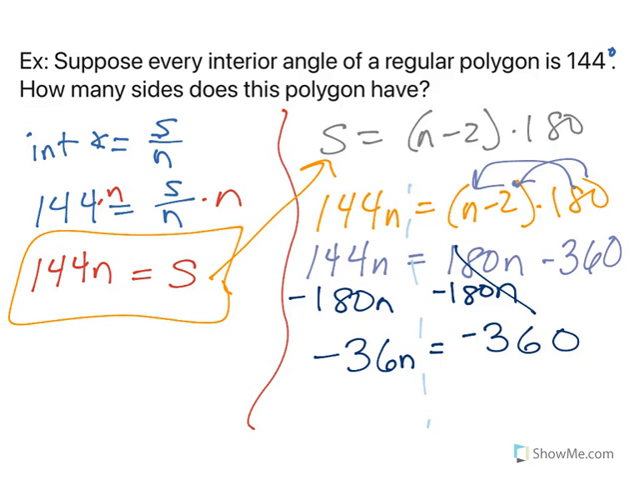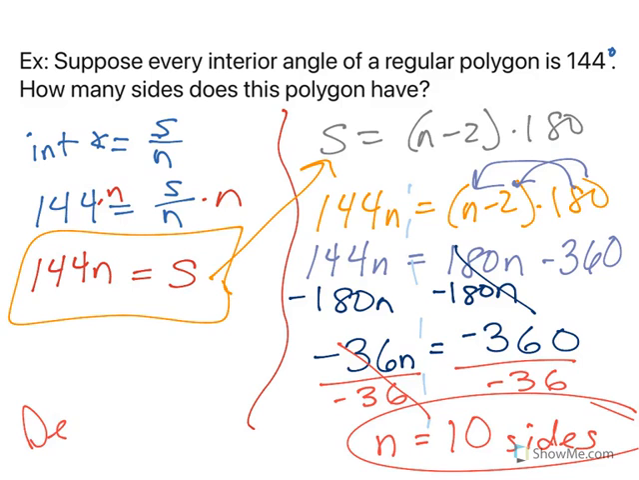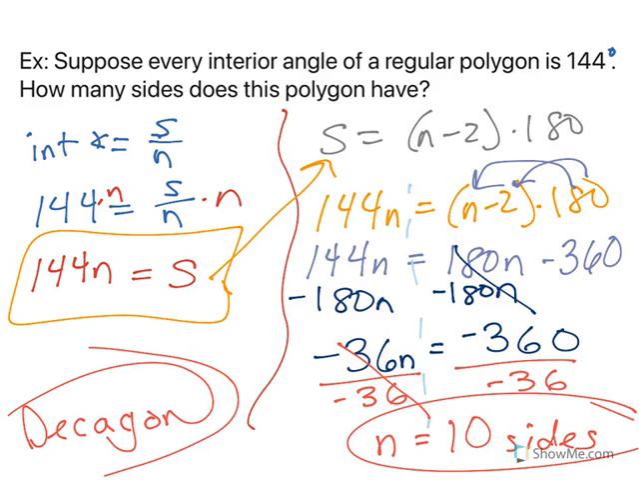Hopefully you're seeing this come together quite nicely. I'm going to divide by negative 36 because that will give me n by itself. Negative 360 divided by negative 36 gives me 10. So we have a 10-sided figure, which I believe is a decagon. A 10-sided figure. So there you go.